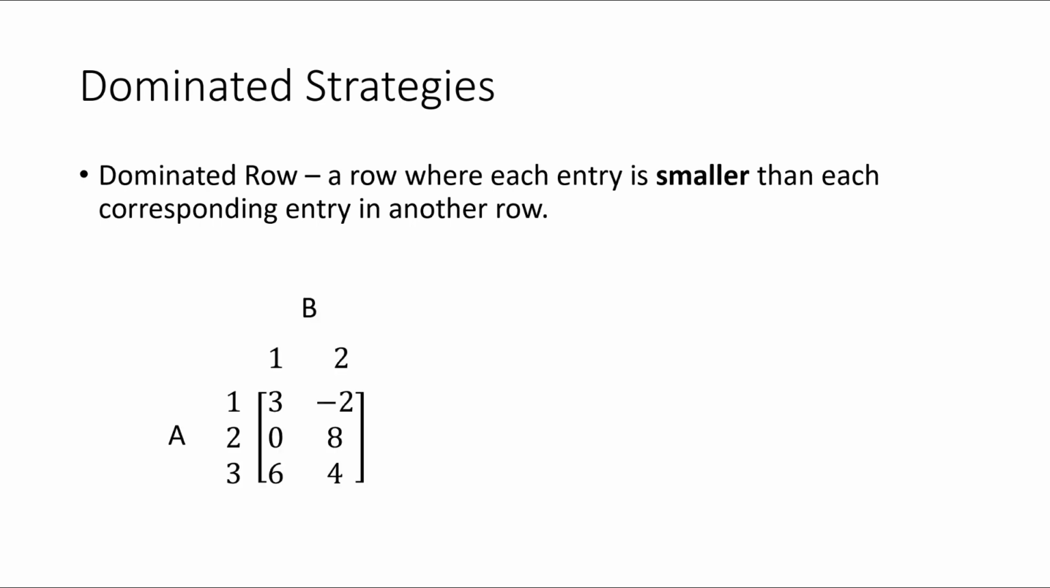In this example, Team A has 3 options and Team B has 2 options. And then our matrix is 3, -2, 0, 8, 6, and 4. So it's a 3x2 matrix. What we want to do is look for options that just wouldn't be good options.